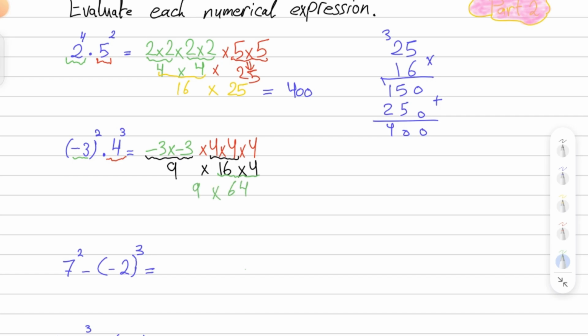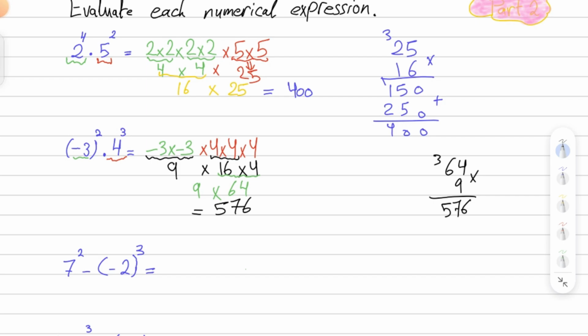64 times 9. Also, if you want, you can do it as a long multiplication. 64 times 9. 9 times 4 is 36. 6 down, 3 up. 9 times 6 is 54 plus 3 is 57. So the answer for this numerical expression is 576.